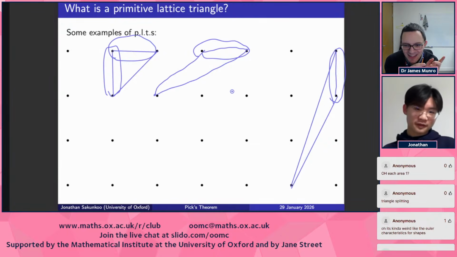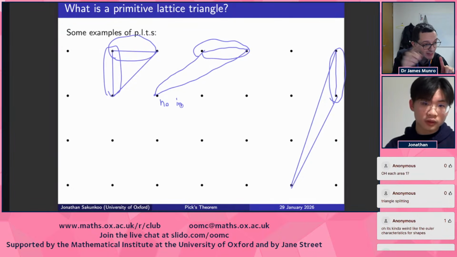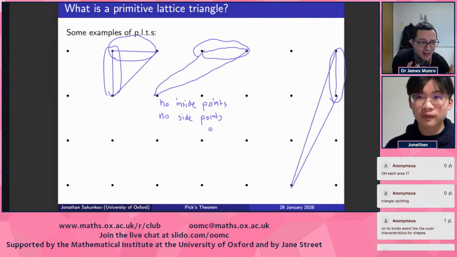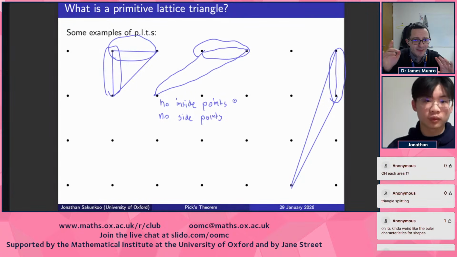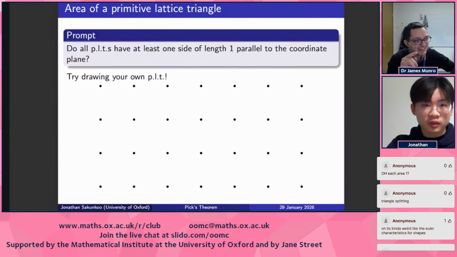So slowing it down. Sorry, you've told me a primitive lattice triangle is one where there aren't any points on the inside. Yes. And there aren't any lattice points, the black dots, along the sides. The only place where the triangle meets any black points at all are the three corners. And the question, and it feels like a hard question, is whether all such triangles have one side that's length 1 and parallel to the grid. Yeah.